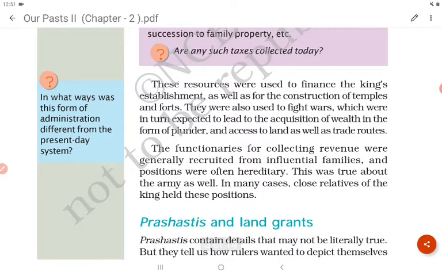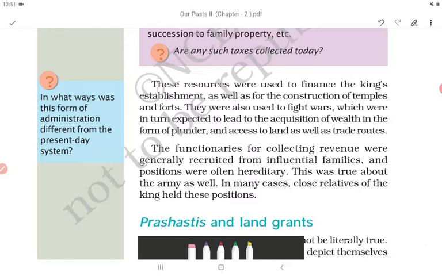These resources were used to finance the king's establishment as well as for the construction of temples and forts. They were also used to fight wars, which were in turn expected to lead to the acquisition of wealth in the form of plunder and access to land as well as trade routes.